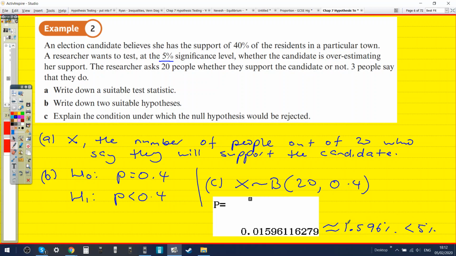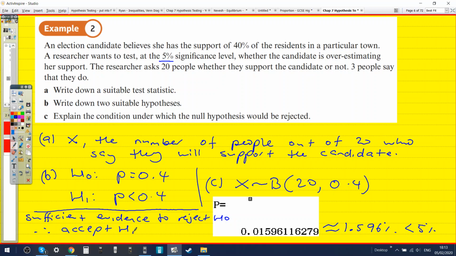That means that this is a very rare event to happen by chance. It only happens by chance 1.5% of the time. So which hypothesis do we go with? The alternative one. Yes. So this is a very rare thing. So we say sufficient evidence to reject H null. Therefore, we accept H1, the alternative hypothesis. And that's because this rare event happens only 1 or 2% of the time.